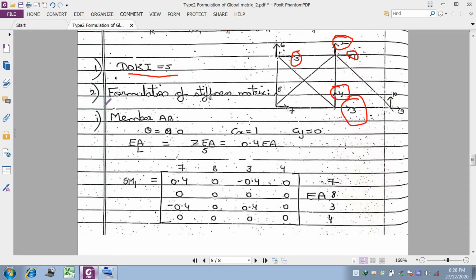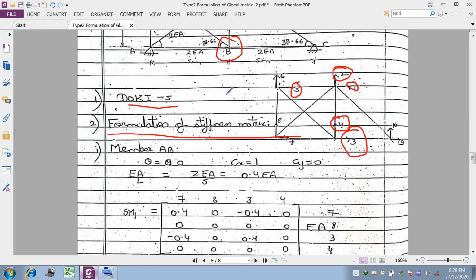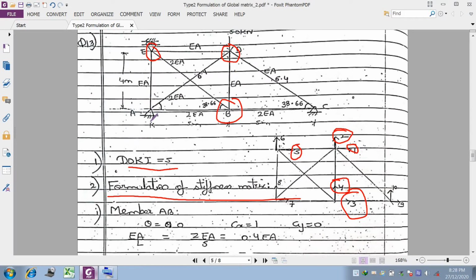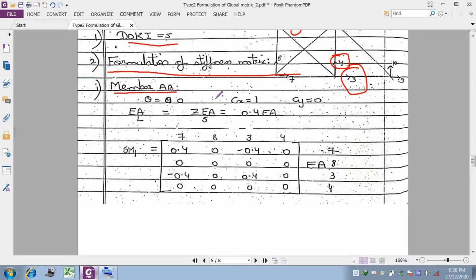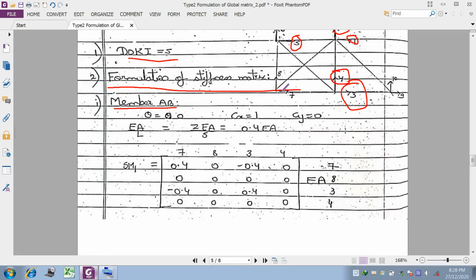Now, second is the formulation of the stiffness matrix. Let us see how the formulation of the stiffness matrix will be considered. We will start from the horizontal member AB. As the member AB is a horizontal member, theta will be equal to 0. No angle is formed for the member AB. As the value of theta is 0, cos theta will be cos 0 equal to 1 and sin theta, that is sin 0, equal to 0.